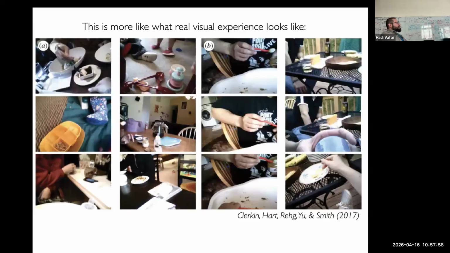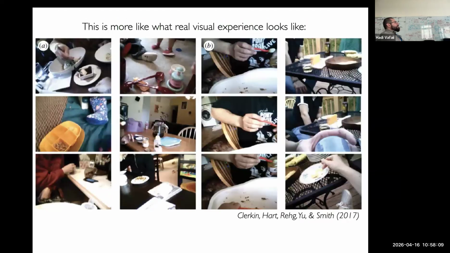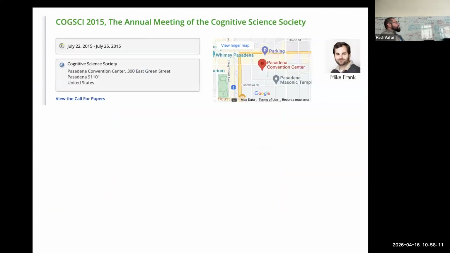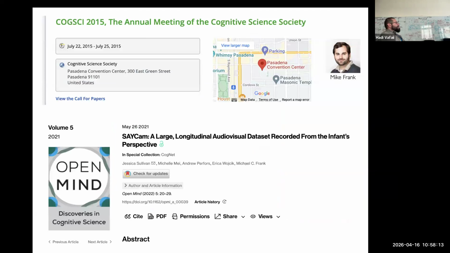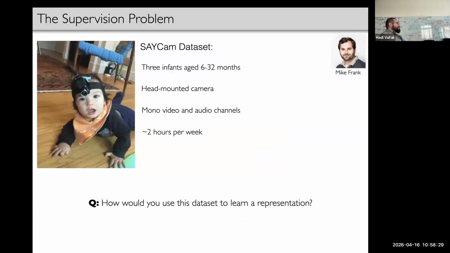Okay, so real data is like this. This is stuff from Linda Smith, recording what actual experience is like. So how are you going to use this? There's another example that was very powerful to me, back at the CogSci meeting in 2015. Mike Frank told me about a data set that finally got published in 21, which was SAYCam: three infants aged 6 to 32 months, with a head-mounted camera, mono video and audio, 2 hours a week. And the question was, how would you use this to learn anything?